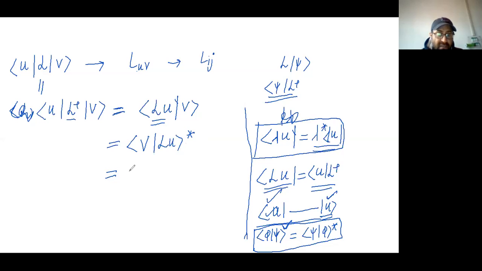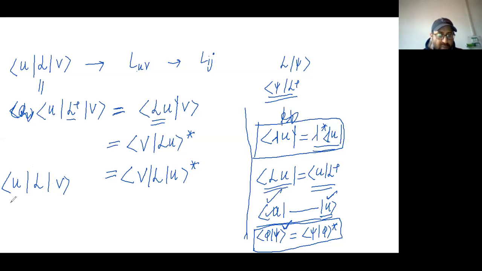And why do we do it? Because we want to compare our adjoint operator with the original operator. So in that sense, what we have got is L conjugate. Now let's bring back the original one. What we had earlier: U, then L, then V. Now we can compare it.